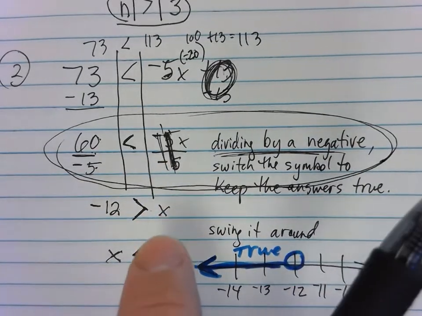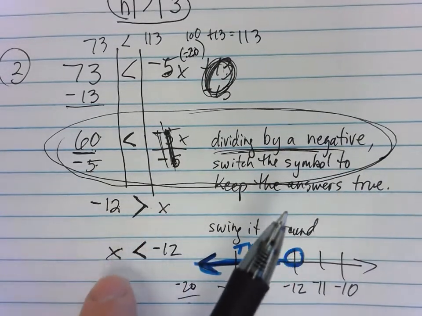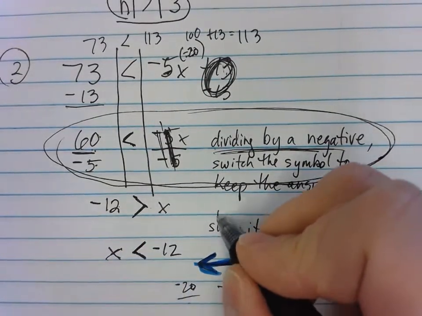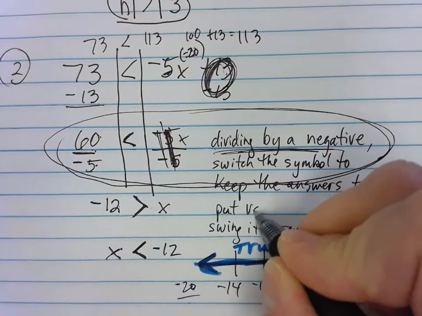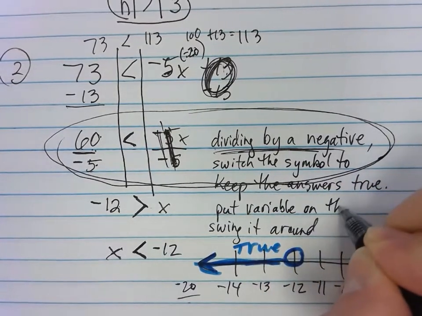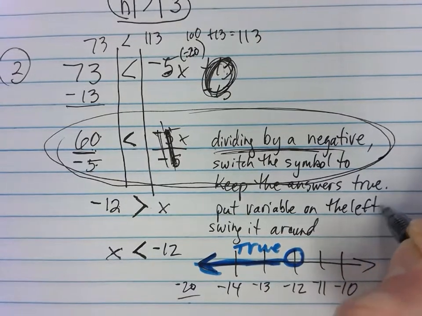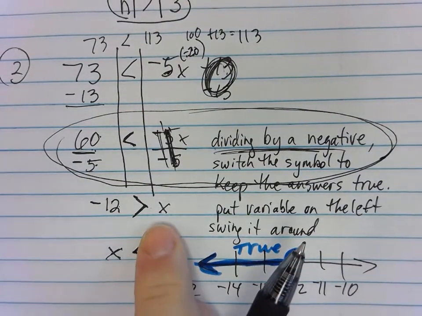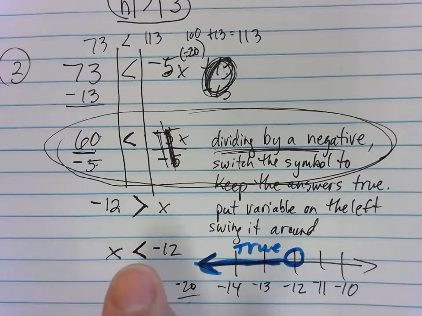And then the final thing is I want you to put the variable on the left. If the variable's not on the left, which in this case it wasn't, it was on the right, just take that whole thing and swing it around, do-si-do. That way it reads x is less than -12. Okay, let's try another one.